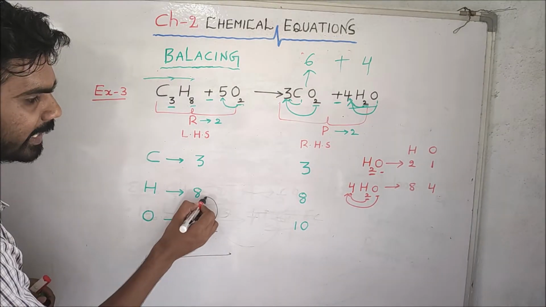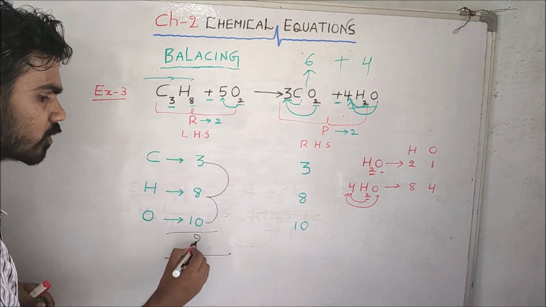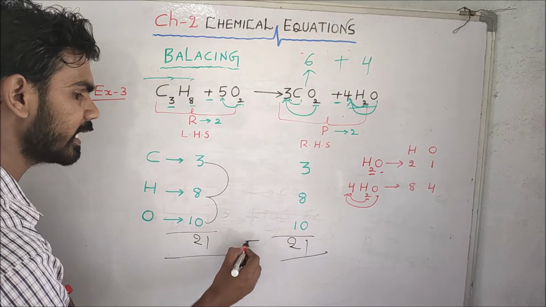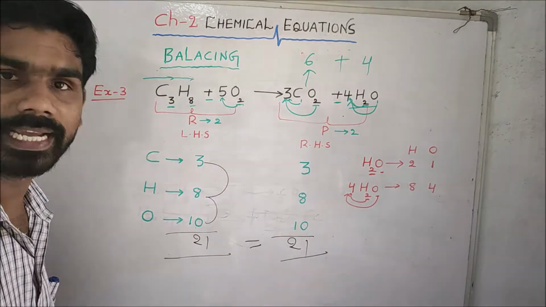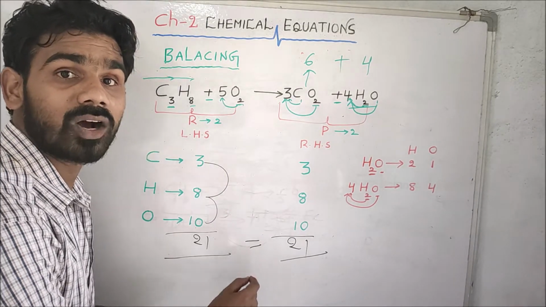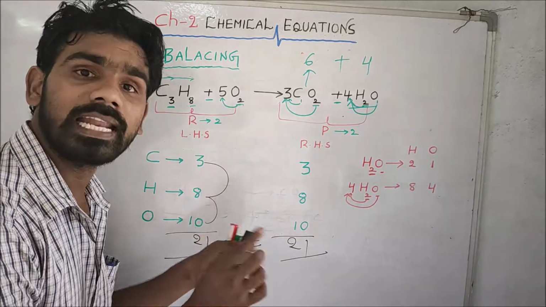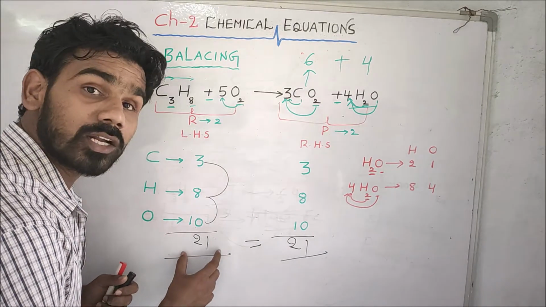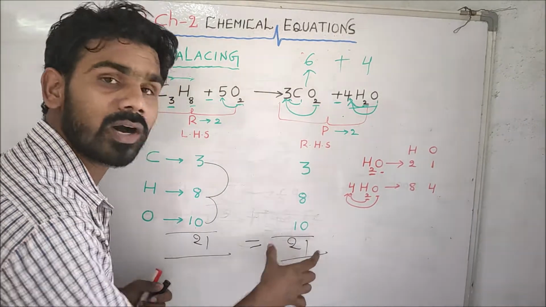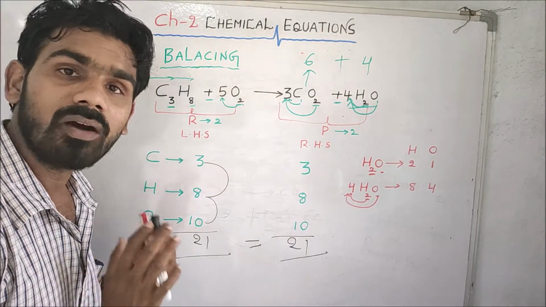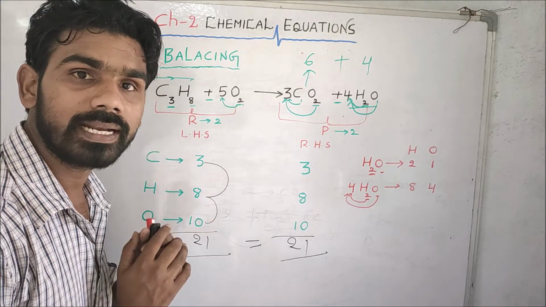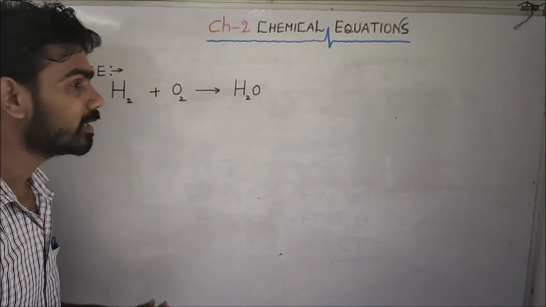Now if you see the total number of atoms: 10 plus 8, 18. 18 plus 3, 21. Here also 21. See, are they equal? 21 equal to 21? Yes. Now this chemical reaction is called a balanced chemical equation, because the total number of atoms on the reactant side is equal to the total number of atoms on the product side. Now we will do one example of how to balance.